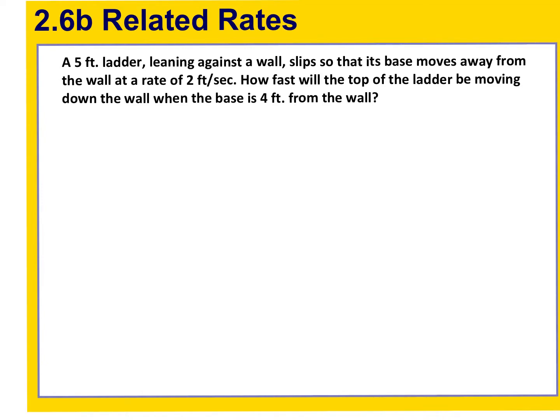2.6b, related rates. Evan's going to read for us. Here we go. A 5-foot ladder leaning against a wall slips so that its base moves away from the wall at a rate of 2 feet per second. How fast will the top of the ladder be moving down the wall when the base is 4 feet from the wall? All right, this is awesome.